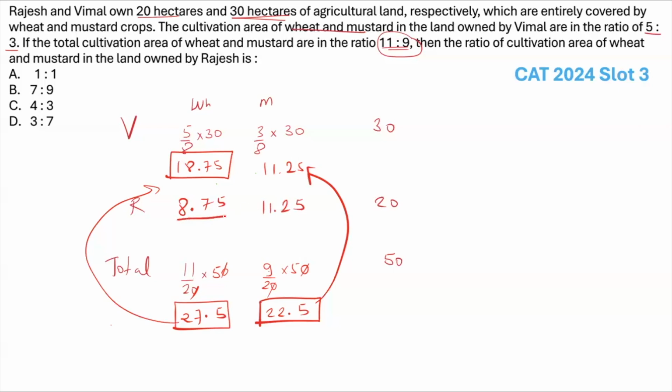So the question demands the ratio of 8.75 is to 11.25. This ratio is basically 875 upon 1125. I think we can cancel out 25 above and below. 875, if I divide by 25, I'm going to get 35. And 1125 divided by 25 will be 45. Again, cancelling out 5, this basically gives me 7 by 9, or the ratio of wheat and mustard cultivation in the land owned by Rajesh is 7 is to 9. The B option.